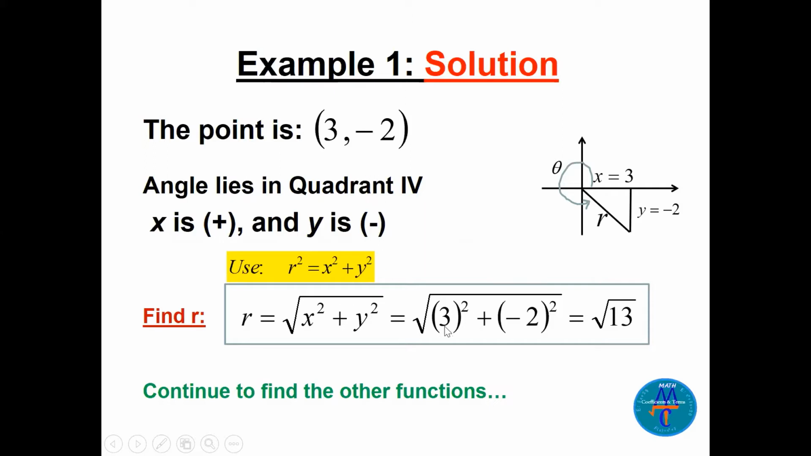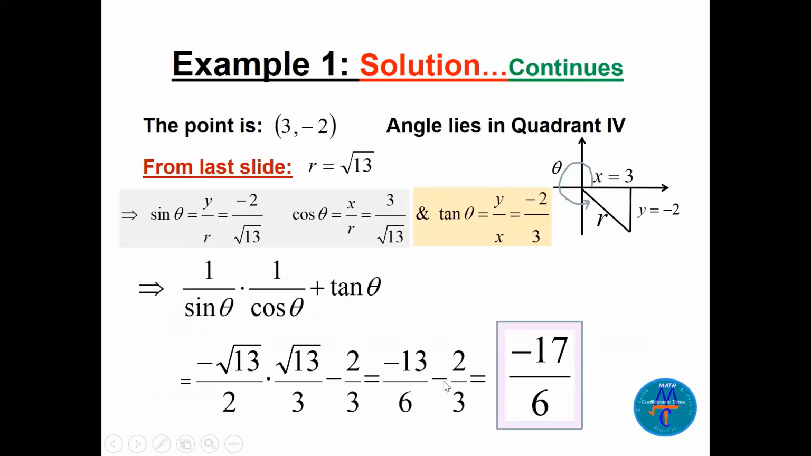You square the whole x here, you square the whole y, r will be square root of 13, which is always positive. Then you can find the functions by using the definition. So sine theta will be y over r, so minus 2 over square root of 13. Cosine theta will be x over r, 3 over square root of 13, and tan theta is y over x. Now this is the required.